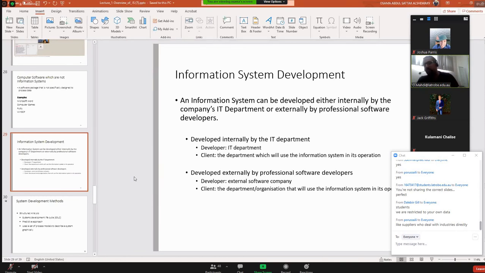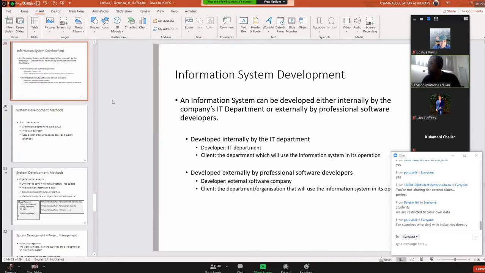So it's not mainly designed by the IT department. They can of course get something else from outside. A lot of universities can get an information system from outside, designed by someone else, and another university can use the same information system, but of course with different data. But the main point is they can use it for the same purpose. This is what we mean when we say the information system could be designed internally or externally. So system development here, an information system can be developed either internally by the company department or externally, of course. We talked about this one.